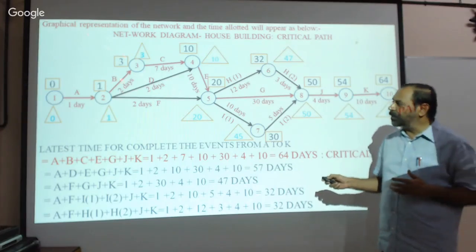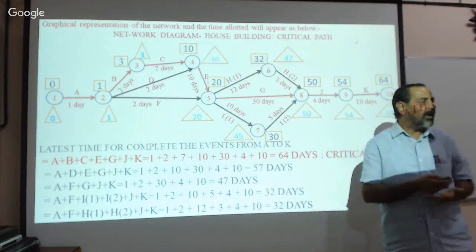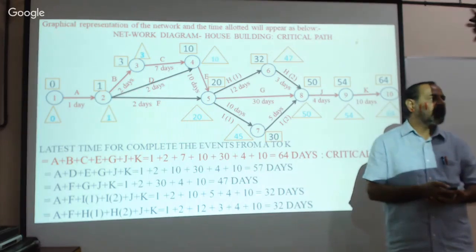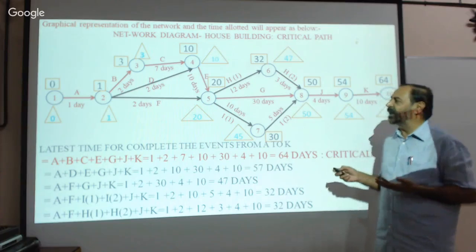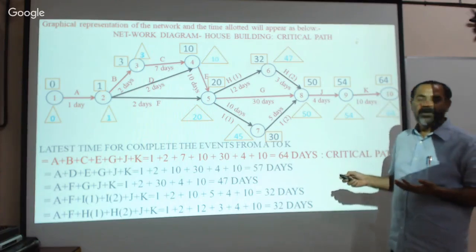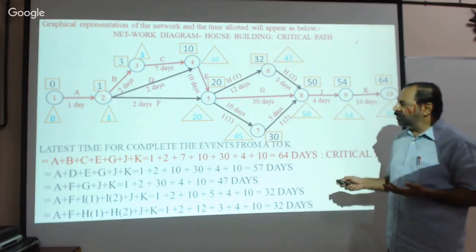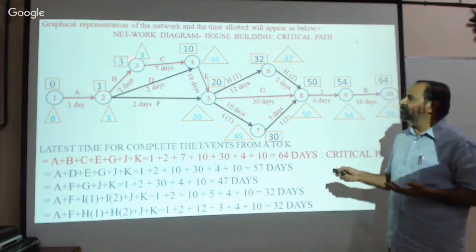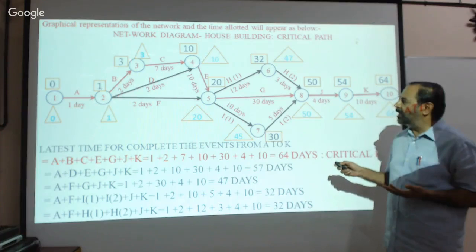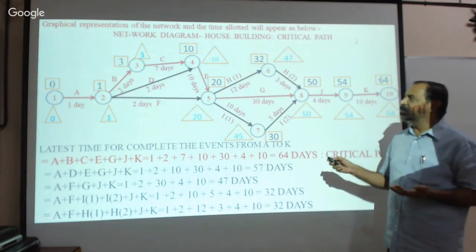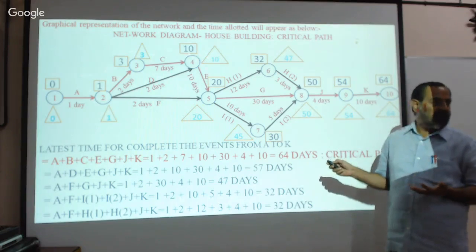Allotted time is only 2 days. The time available? How much time is available to do this activity? 10 days. See, now from here, when we reach this point, how many days will it take? It will take us 10 days. Okay?